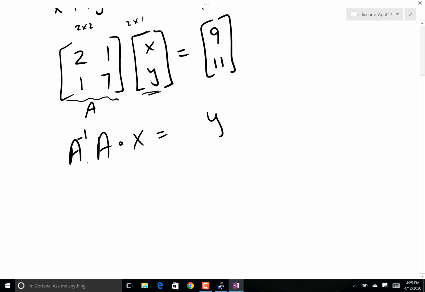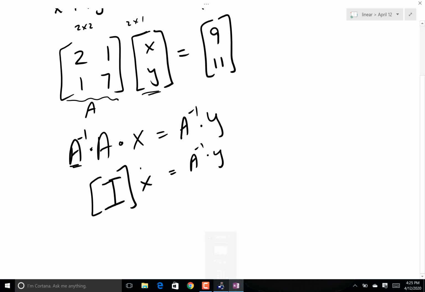Now remember, multiplication of matrices is not commutative. So if I do it on the left over here, I need to do it on the left over here as well. This will give me the identity matrix times X, which is in essence just X. And I have A inverse times Y.